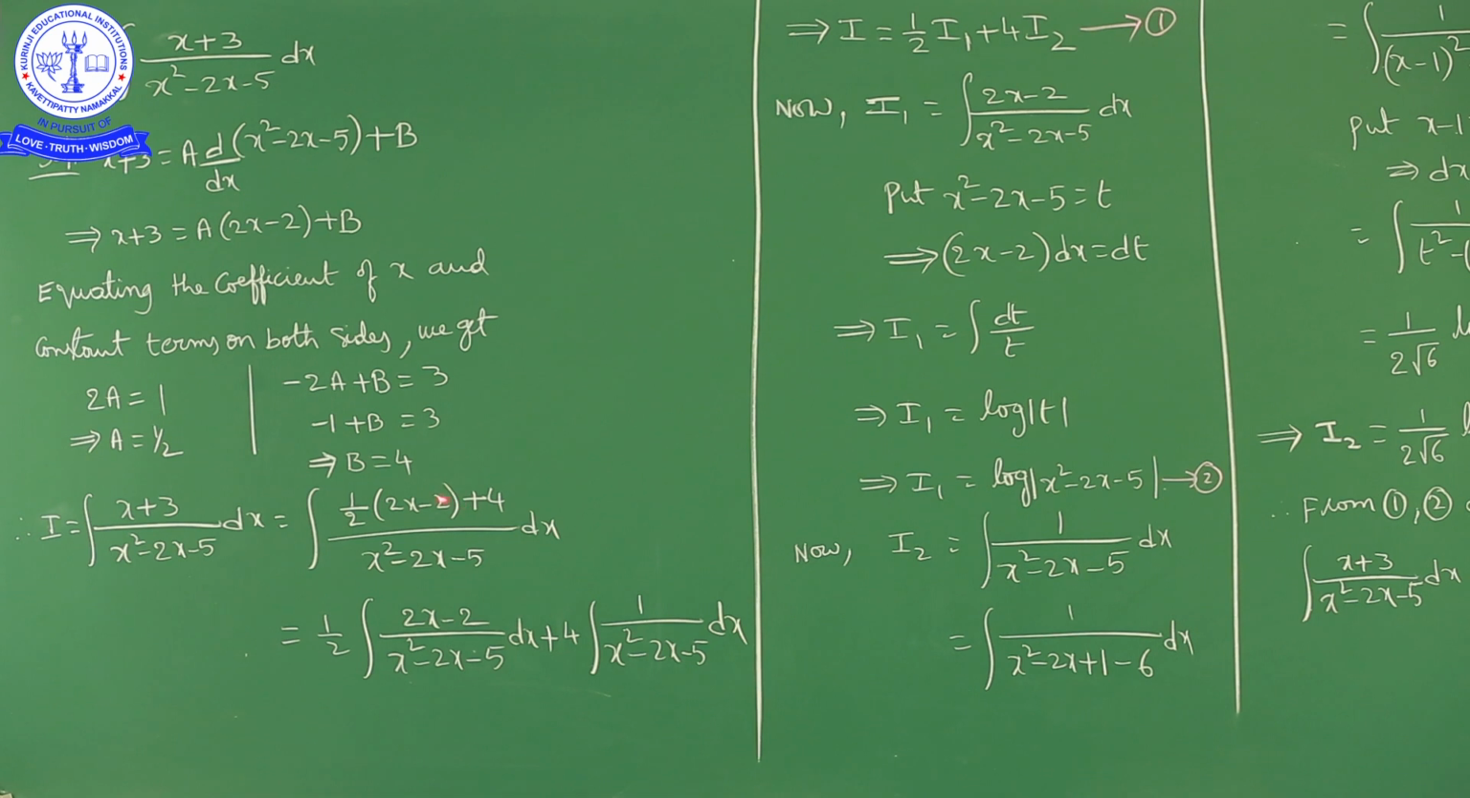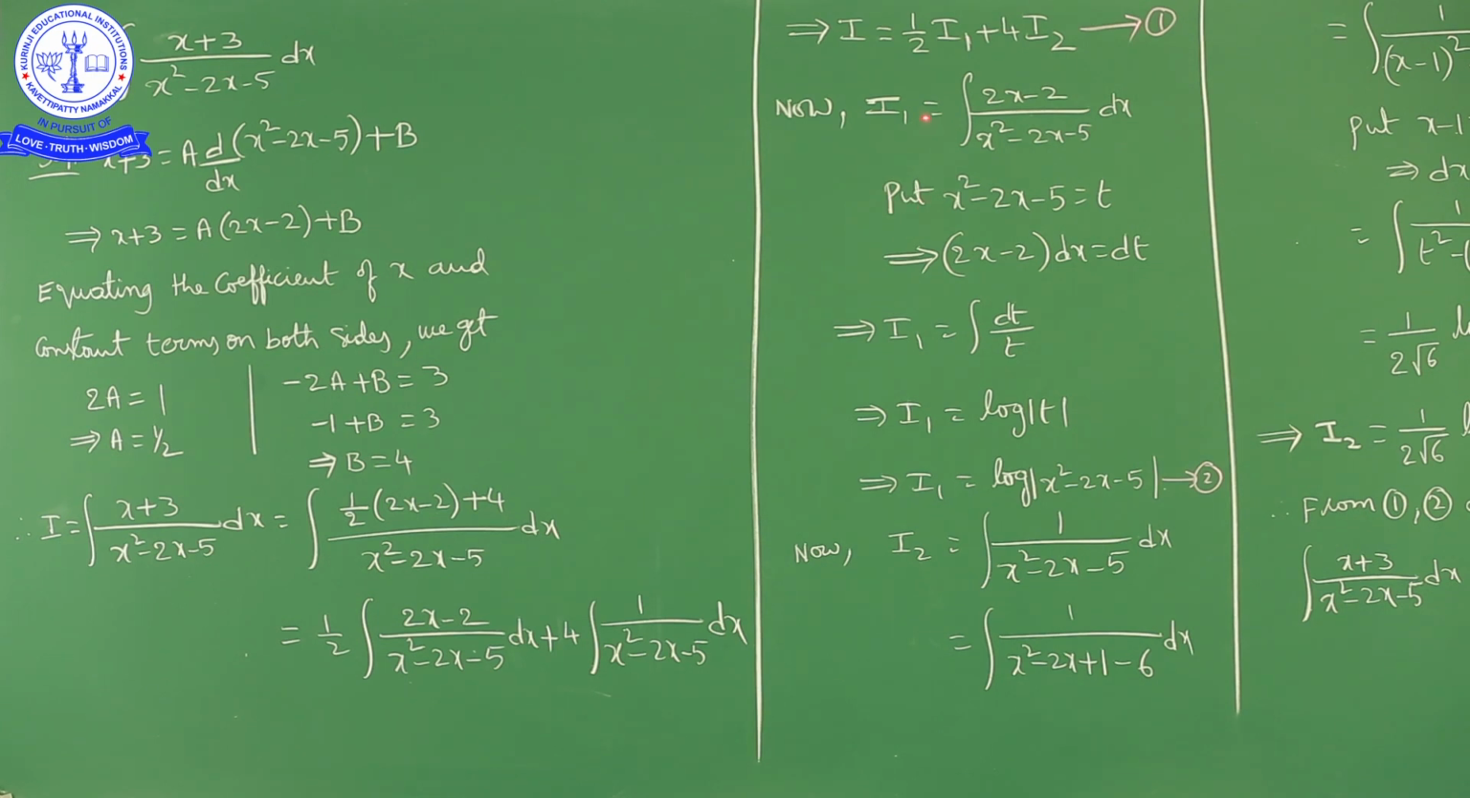Now what do we have to do? Now this integration splits into two integrations. So 1 by 2 into 2x minus 2 upon x square minus 2x minus 5 dx plus 4 upon x square minus 2x minus 5 dx. Now I will mark this one as I1, this one as I2. So I is equal to half I1 plus 4 I2. I will mark this one as 1. Now find out the integration I1, and find out I2.